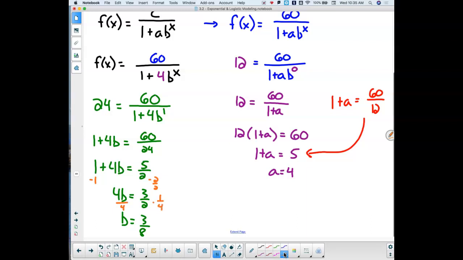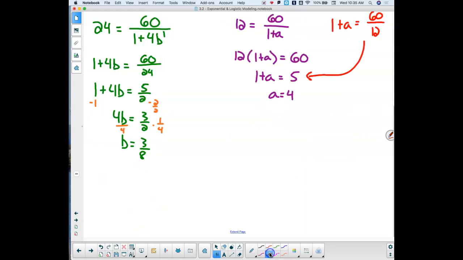Love it. So now we're done? So now we're done, because now we've got our function. So our function is now f of x equals 60 over 1 plus 4 times the quantity 3/8 to the x power.